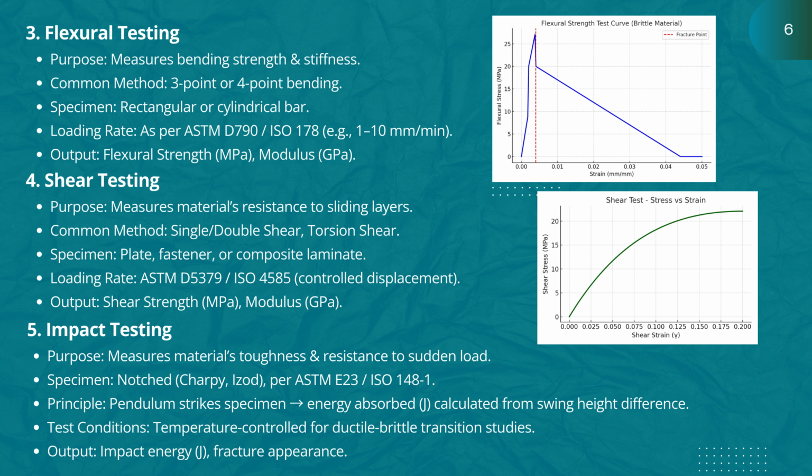Impact testing. Impact testing measures how tough a material is when hit suddenly. We commonly use the Charpy or Izod methods with a notched specimen following ASTM E23 or ISO 148. The principle is simple. A pendulum swings, hits the specimen and breaks it. By measuring how much the pendulum's swing height reduces, we calculate the energy absorbed in joules. We also do temperature-controlled impact tests to see how materials behave during the ductile to brittle transition. From this test, we report the absorbed energy and note the fracture appearance, whether it's brittle, ductile or mixed.